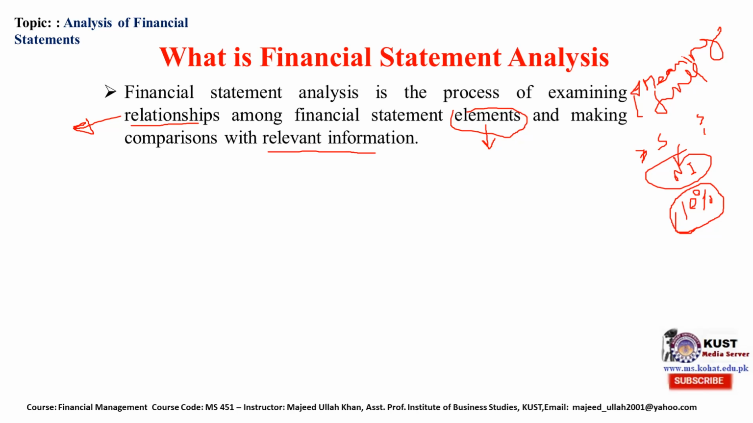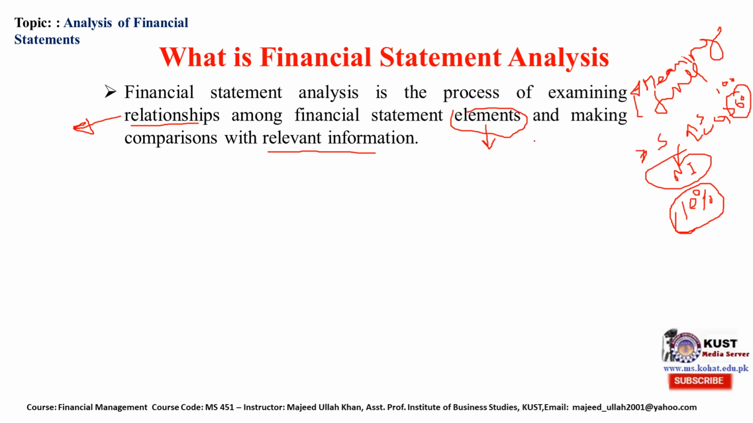Sales versus CGS, cost of goods sold. If sales are, let's suppose, 100 and CGS is, let's suppose, 60%, it means that the things which we are going to sell have a cost of 60 rupees. It is meaningful information. These are two elements of the financial statements, but they don't convey any meaning unless we compare them with relevant information.